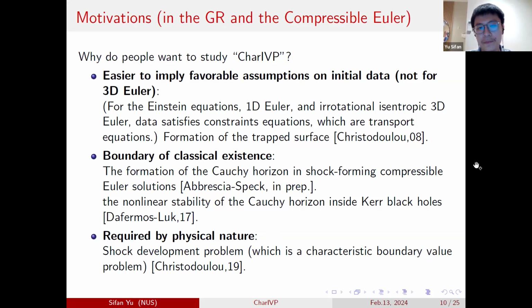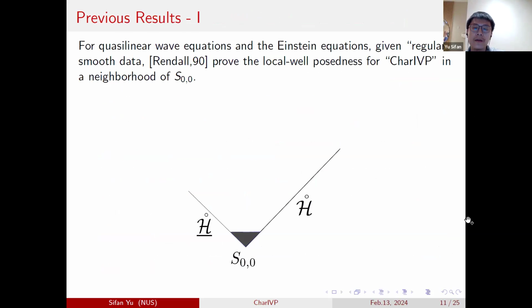boundary value data. Okay, so Christodoulou in 2019 solved a restricted shock development problem. So he manually set the entropy to be 0 after the jump. So it's non-physical, but it's still a breakthrough result. All right, so any questions before I dive into the details of the characteristic IVP?